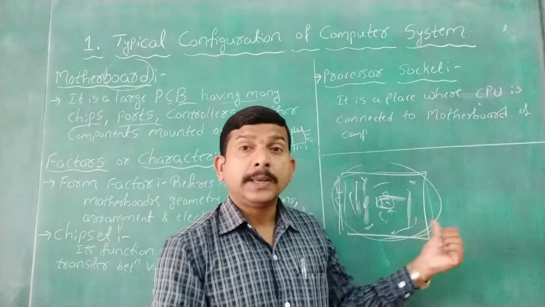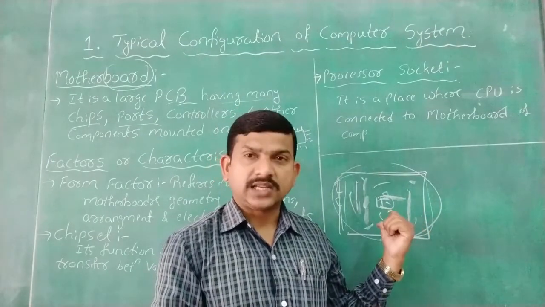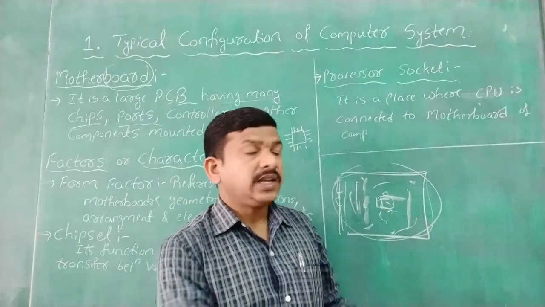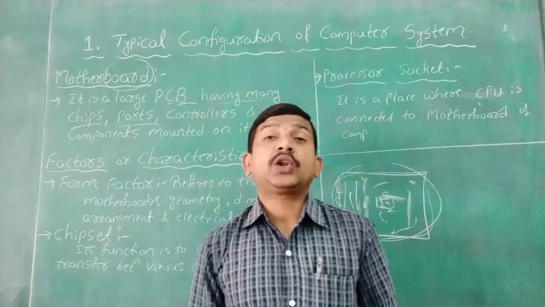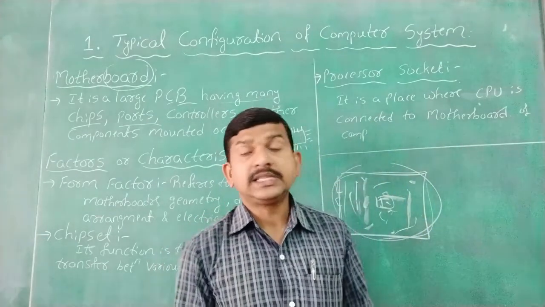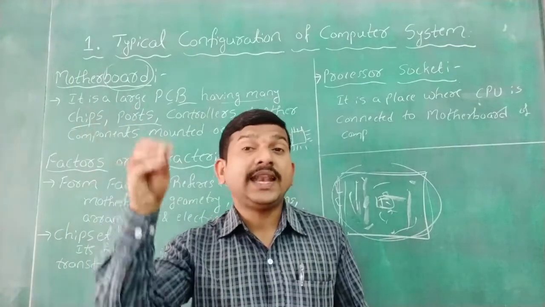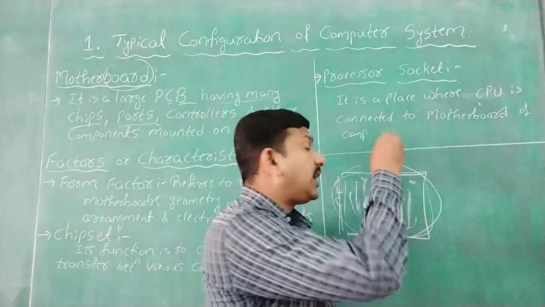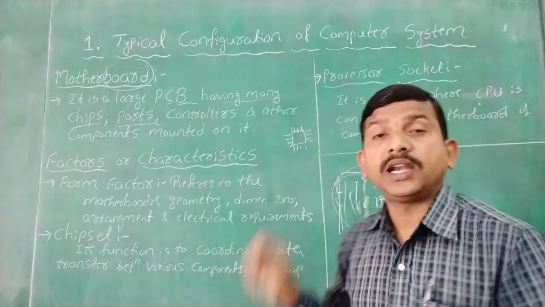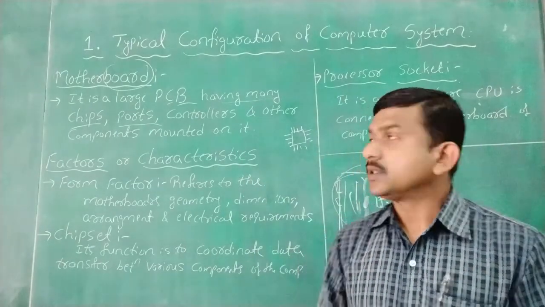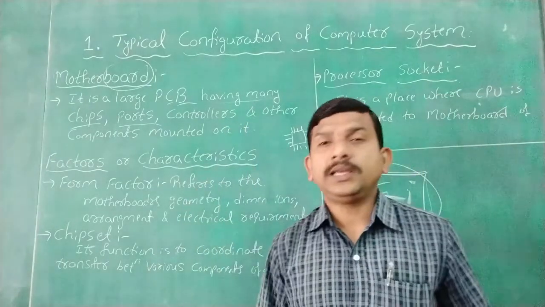So that board is a PCB, printed circuit board. What does this board contain? It contains so many electronic components. It contains so many different electronic components mounted on it. Mounted on means they are inside it. Is it clear? So this is some introduction about the motherboard.